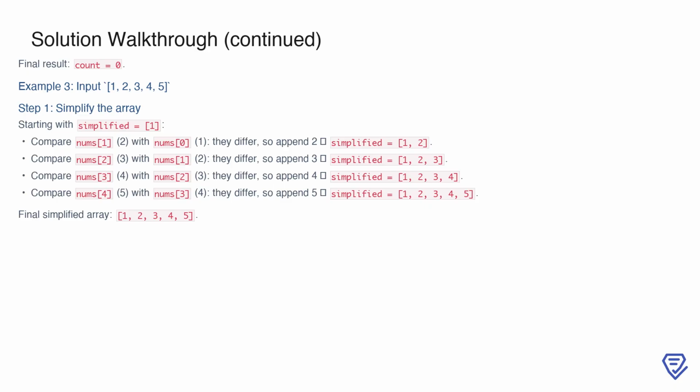At index 2, the value 3 has neighbors 2 and 4. Again, 2, 3, 4 does not form a hill or valley. At index 3, the value 4 has neighbors 3 and 5. Similarly, 3, 4, 5 is neither a hill nor a valley. Thus, the final count remains 0.